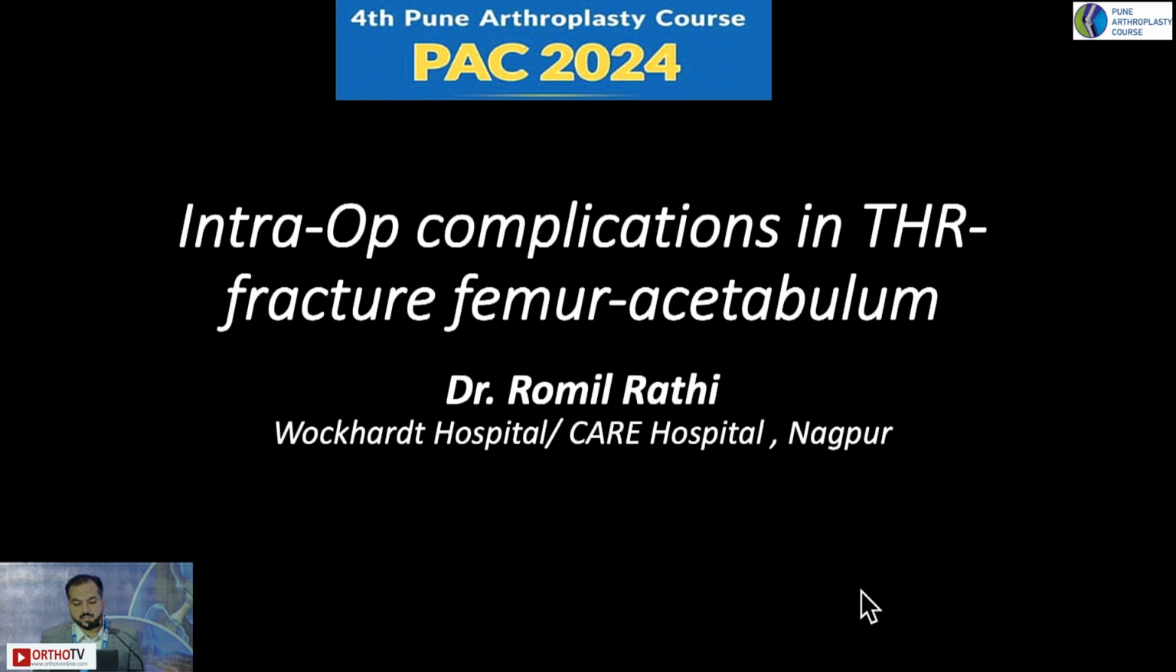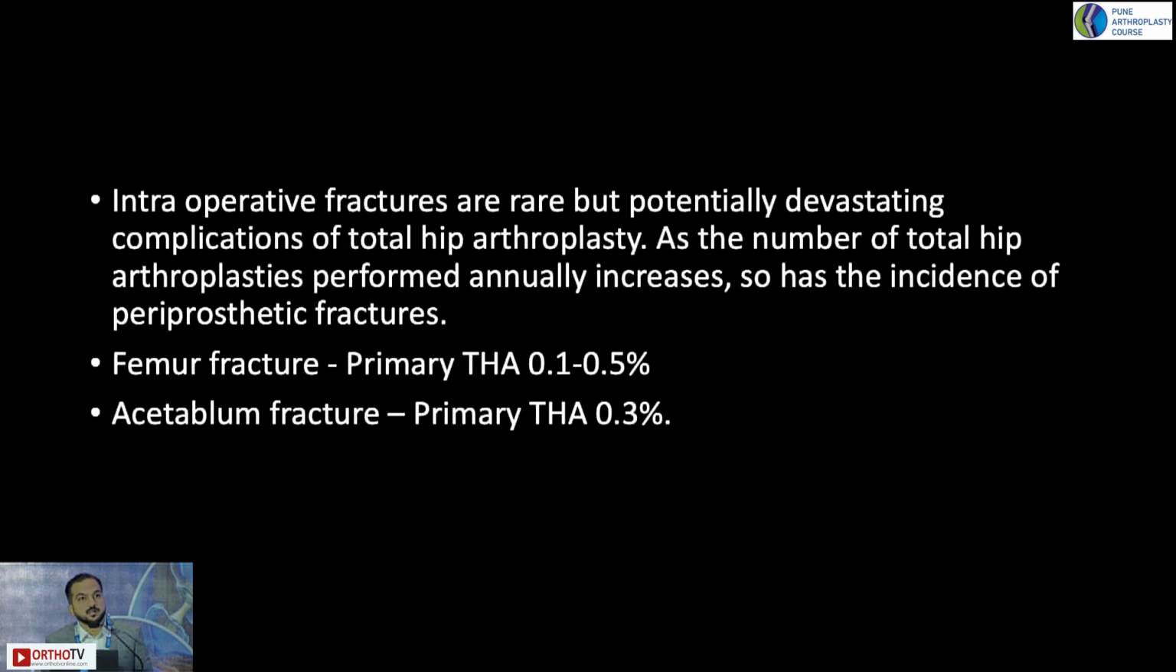So my topic is intraoperative complications in THR: fracture, femur, acetabulum, and GT instability. Intraoperative fractures are rare, but potentially devastating complications of total hip arthroplasty, as the number of total hip arthroplasties performed annually is increasing. Post-COVID, it has increased a lot. So has the incidence of periprosthetic fracture. Incidence reported in the literature is 0.1 to 0.5% for femur, and for acetabulum it is 0.3%.